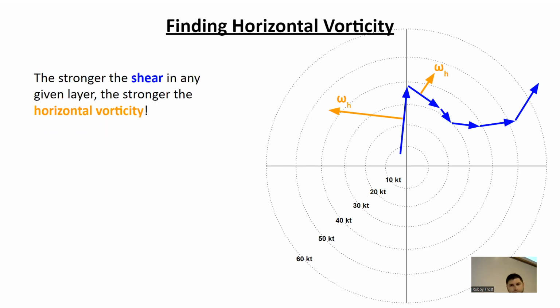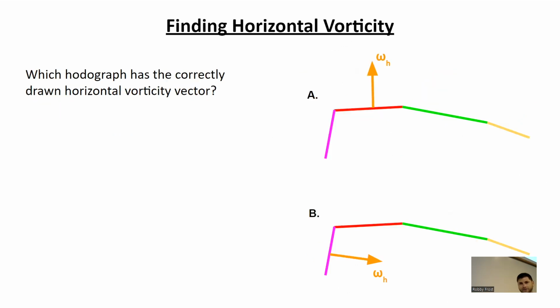Awesome. The stronger the shear in that layer, the stronger the vorticity. Again, they're completely linked. So in this case, you can see stronger shear in the low levels, corresponding to stronger horizontal vorticity in the low levels.